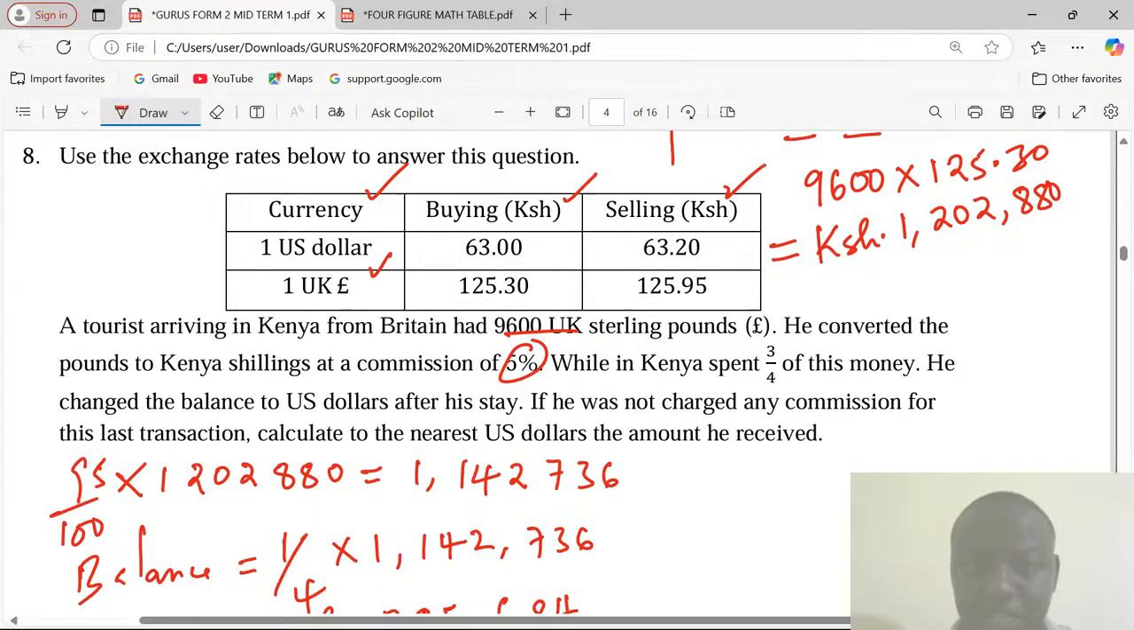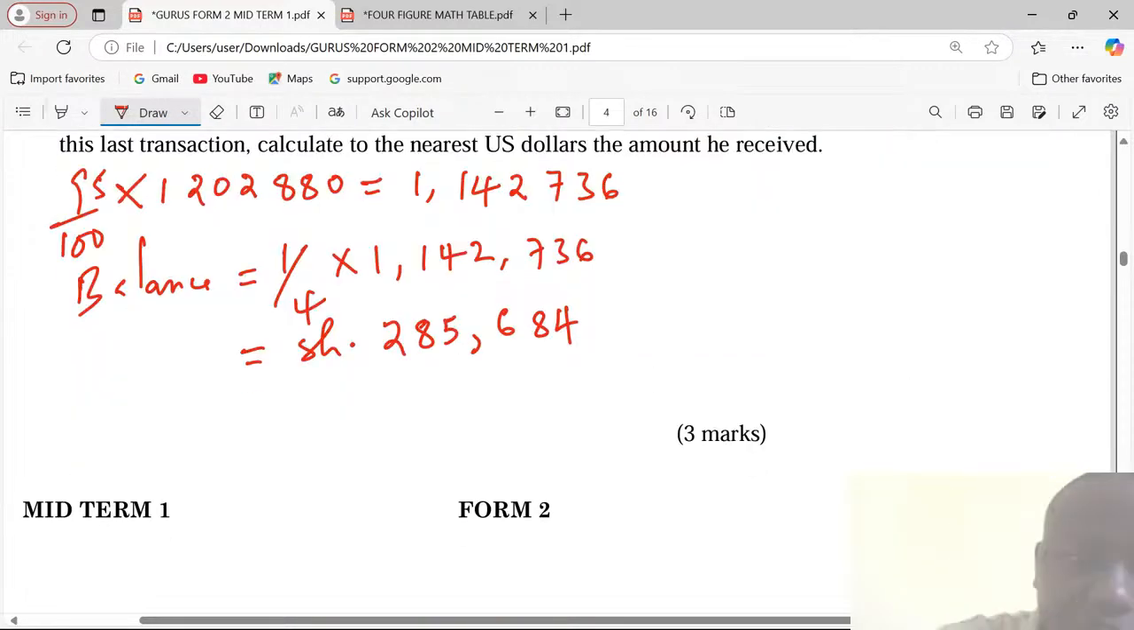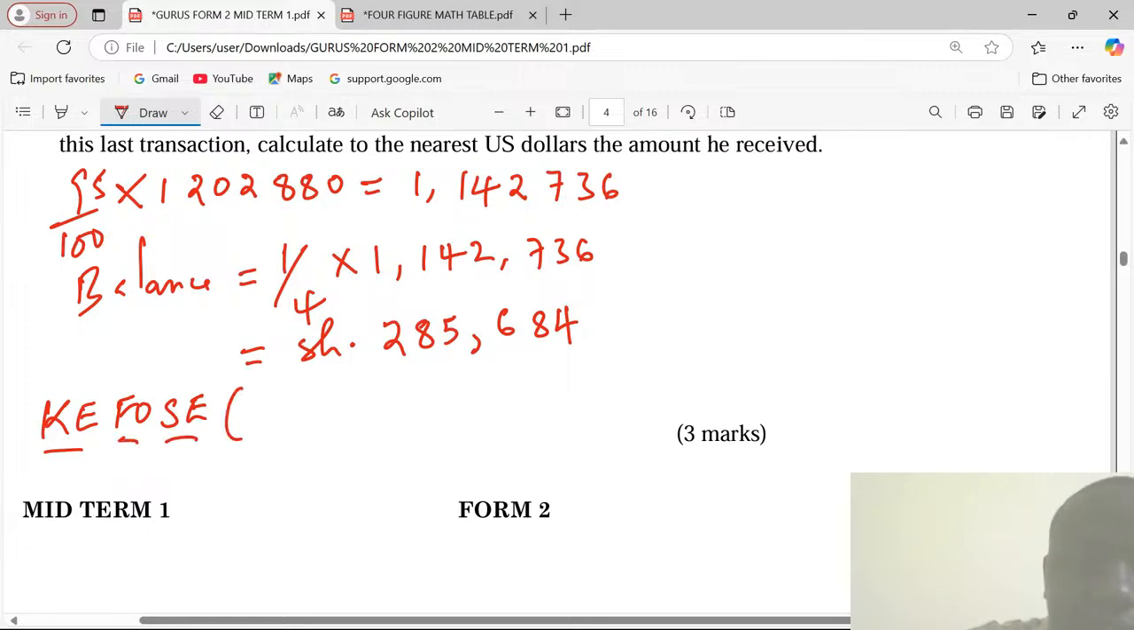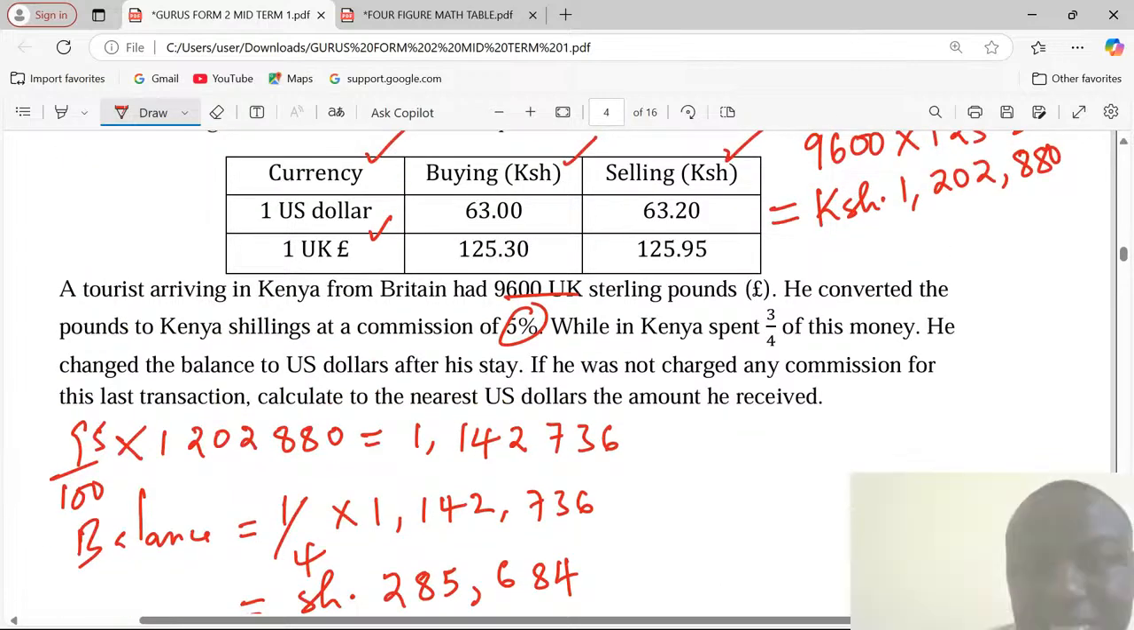The demand statement here is telling us to calculate to the nearest US dollar the amount he received. So now we are going to convert Kenyan currency to foreign currency, and we are supposed to use the selling column. Kenyan to foreign, selling, and in this case, we shall divide. In simpler terms, when you go to the Kenyan bank with Kenya shillings and you demand US dollars, then the bank will sell to you. How does it sell? It sells $1 US at 63.2.